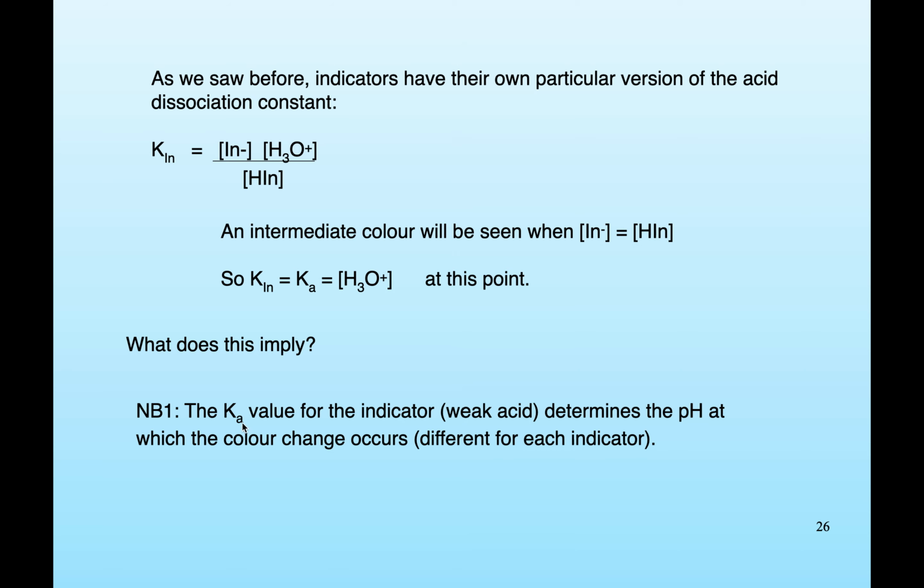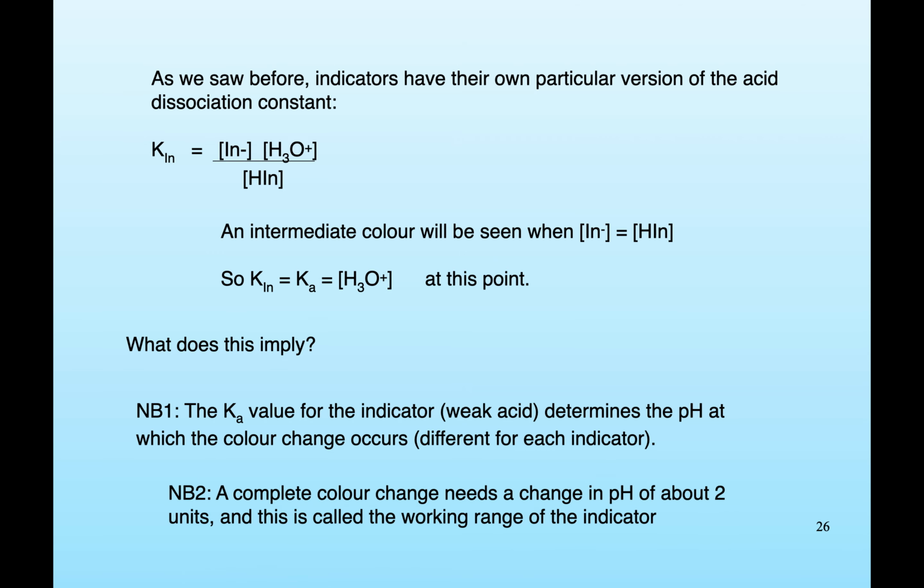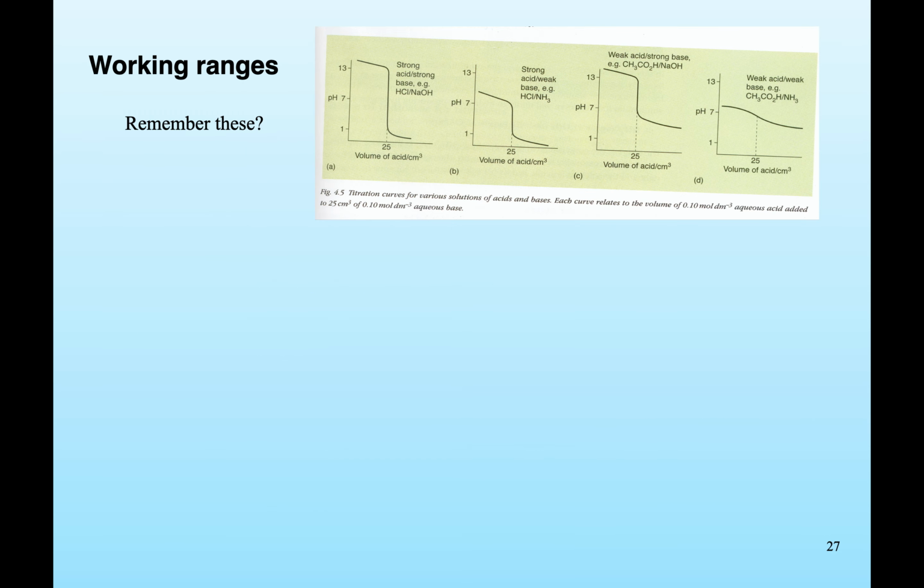Right, a couple of notes. The Ka value determines the pH at which the color changes. So each color change will happen at a slightly different place for each indicator. It will depend on the indicator's Ka, which will obviously be different. And a complete color change needs a pH change of about 2 units. This is called the working range of the indicator. So for the indicator to go completely from one color to another, the pH has to change 2 units. And that's important. You're going to see why.